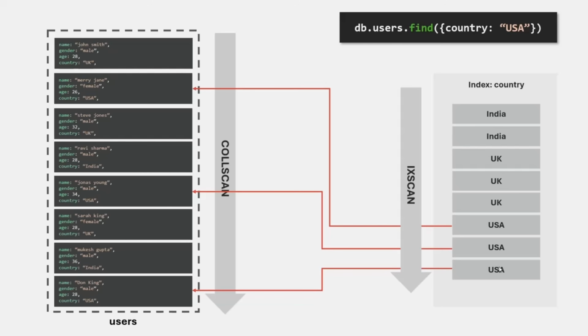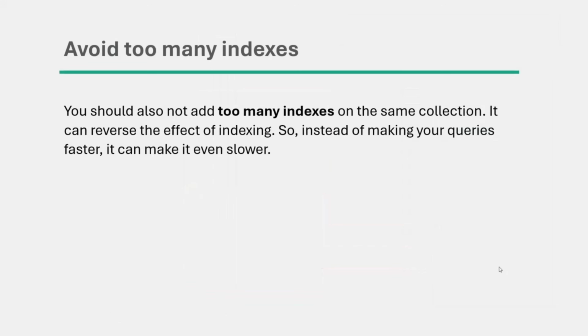So instead of doing the collection scan, it is simply doing an index scan and fetching the required documents. And in this way, an index makes our queries faster. So I hope now you understand what an index is and how it helps us improve the performance of a query. Now, one thing you need to remember is that you should also not add too many indexes on the same collection, because it can reverse the effect of indexing. So instead of making your queries faster, it can make them even slower.